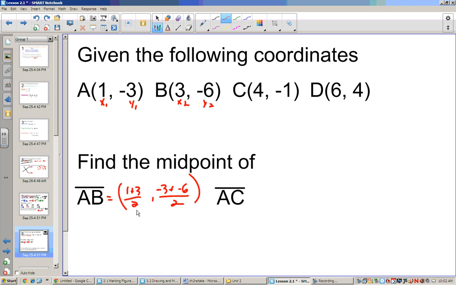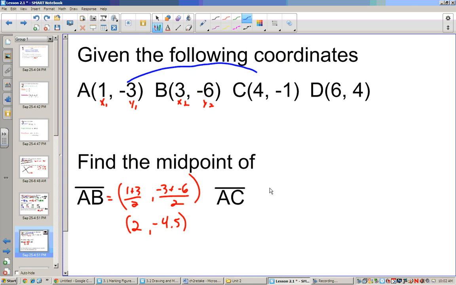So this would be 4 halves, which is 2. This would be -9 halves, which is -4.5. So the point (2, -4.5) is going to be the point in between A and B. Now pause the video and see if you can find the midpoint of AC.